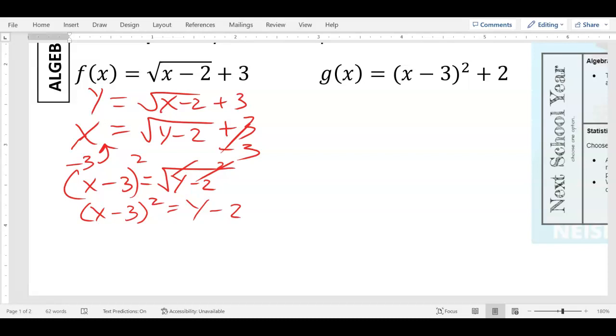What do I do? To get rid of this minus 2, what about it? How do I get rid of a minus 2? Okay, plus 2, thank you. So you add 2 to both sides. You always do the opposite, right?